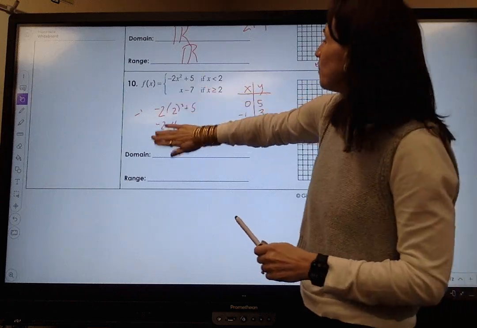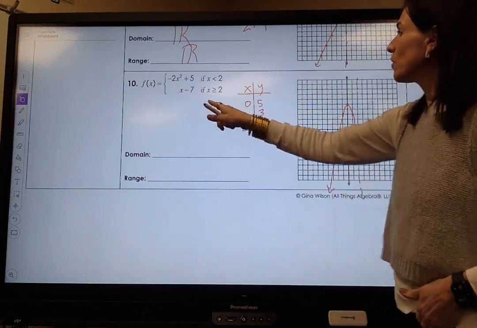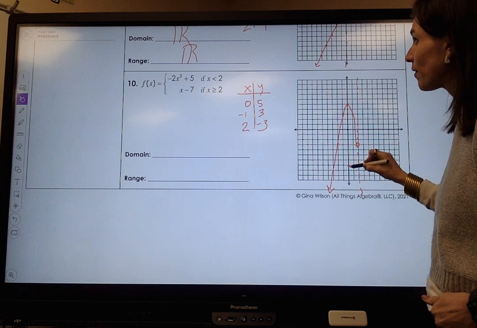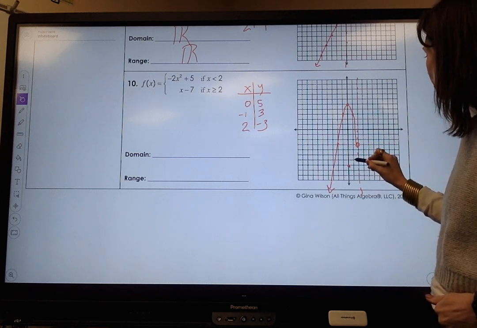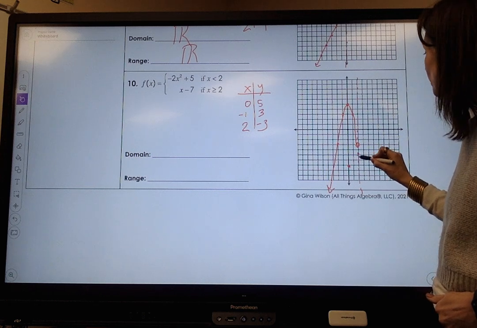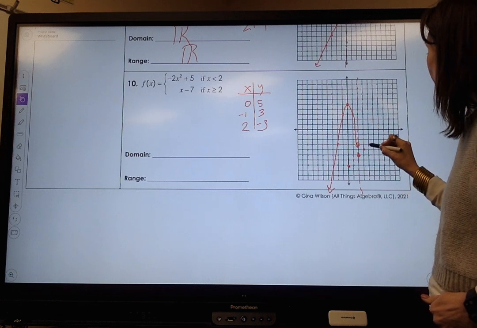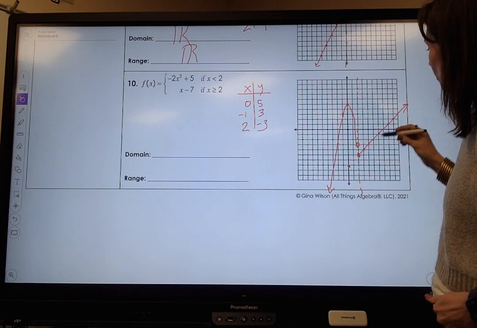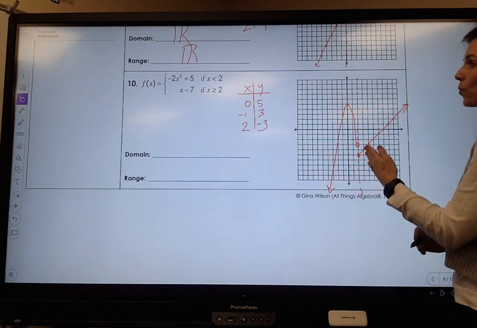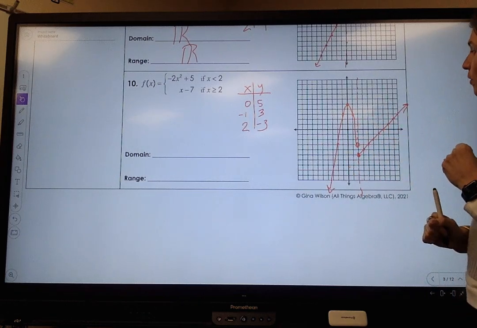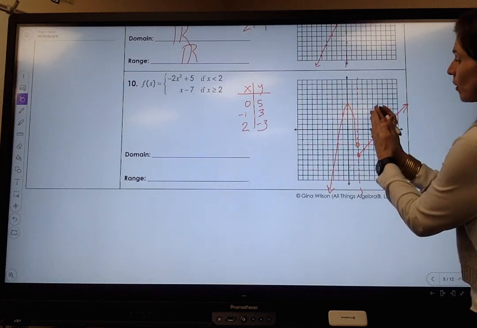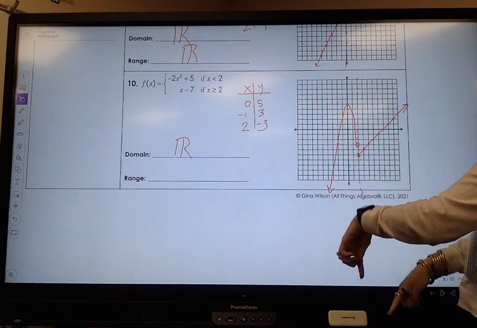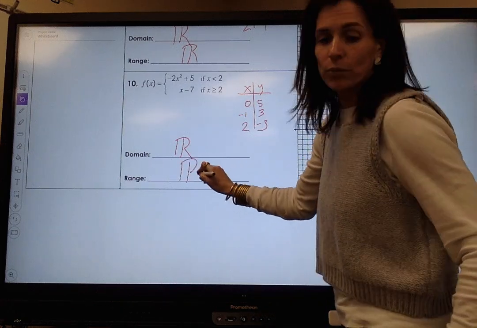Now, the second part is a linear equation. So if I begin at negative 7, 1, 2, 3, 4, 5, 6, negative 7, and my slope is 1, up 1 over 1, up 1 over 1, and here it's going to be a closed circle, and I'm going to continue out my graph. And I only care about when x is greater than or equal to 2. So this is what my picture looks like. My domain goes all the way left and all the way right, so it's all real numbers. And my range goes all the way down and all the way up, so it's all real numbers as well.